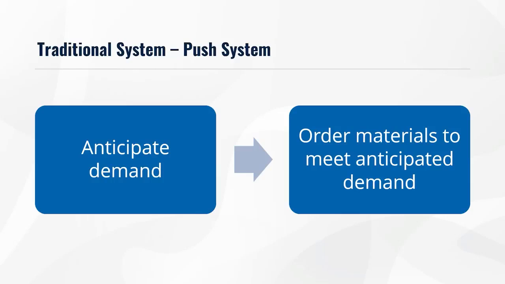Just-in-time inventory is a method of planning your inventory production so that the materials needed to make your product arrive just in time for production. In a traditional system, which we can call a push system, demand pushes our ordering. In other words, we anticipate demand, but then we push and make our order of our materials to meet that anticipated demand. Let's compare that to just-in-time.